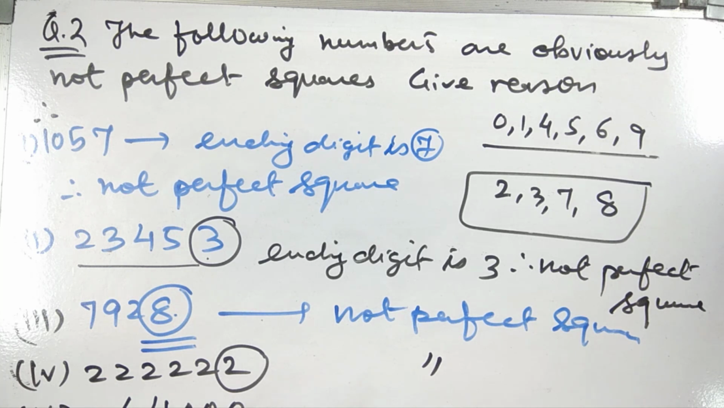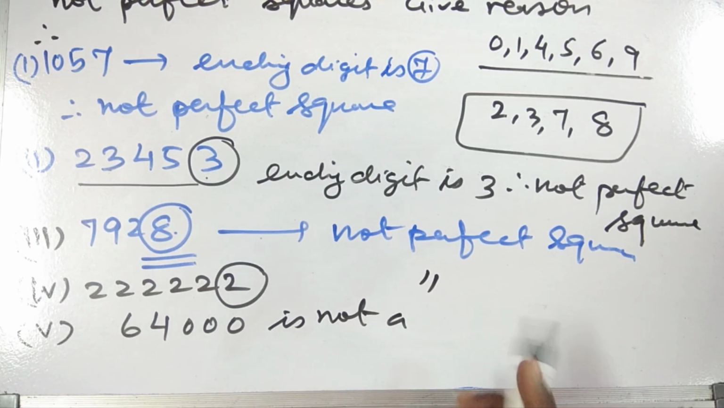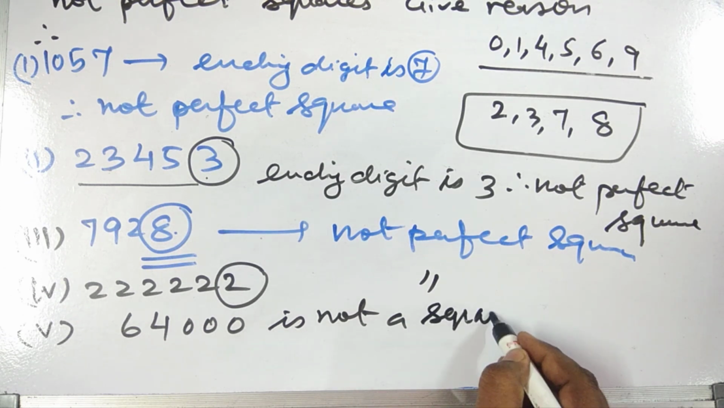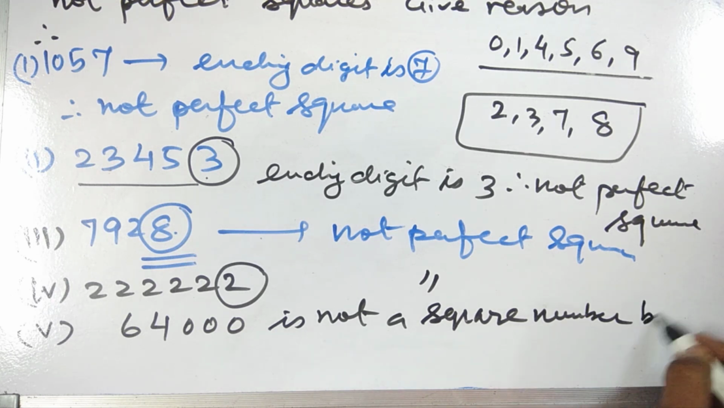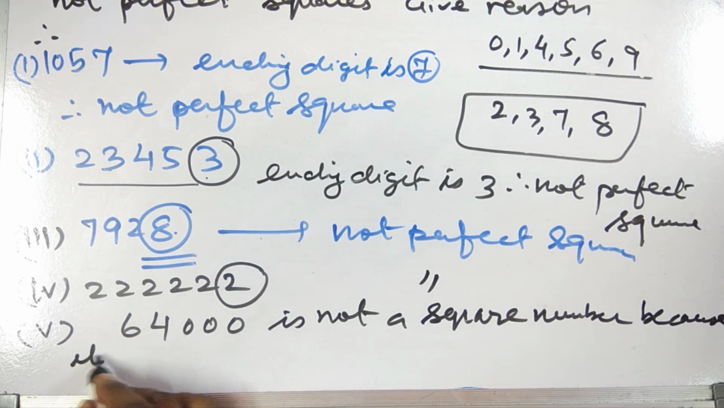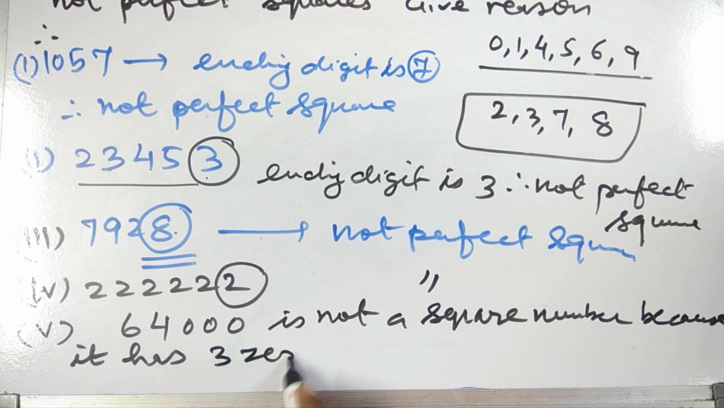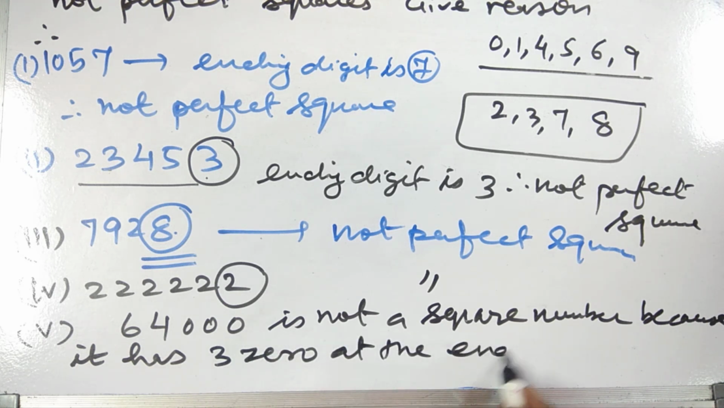64,000, students. The number 64,000 is not a square number, because it ends with 0 but not an even number of zeros. It has 3 zeros at the end.